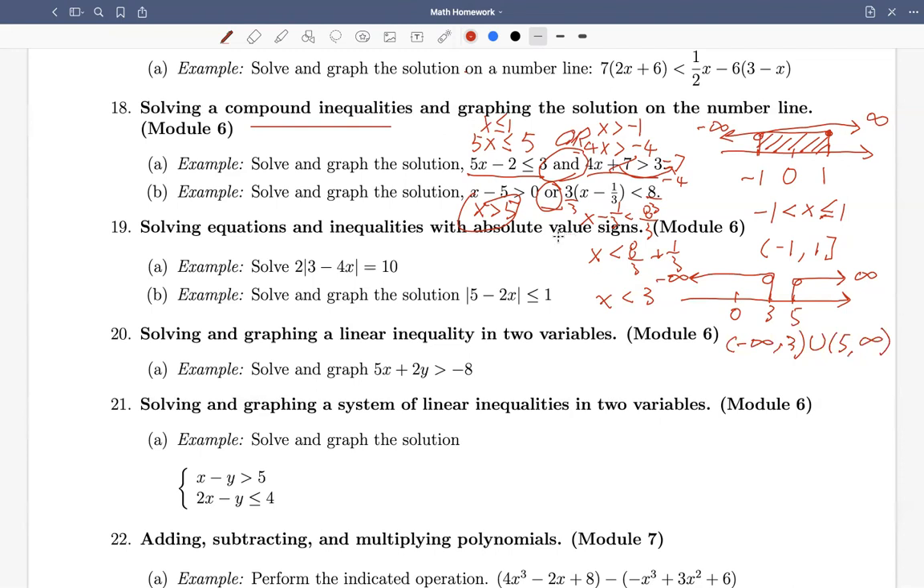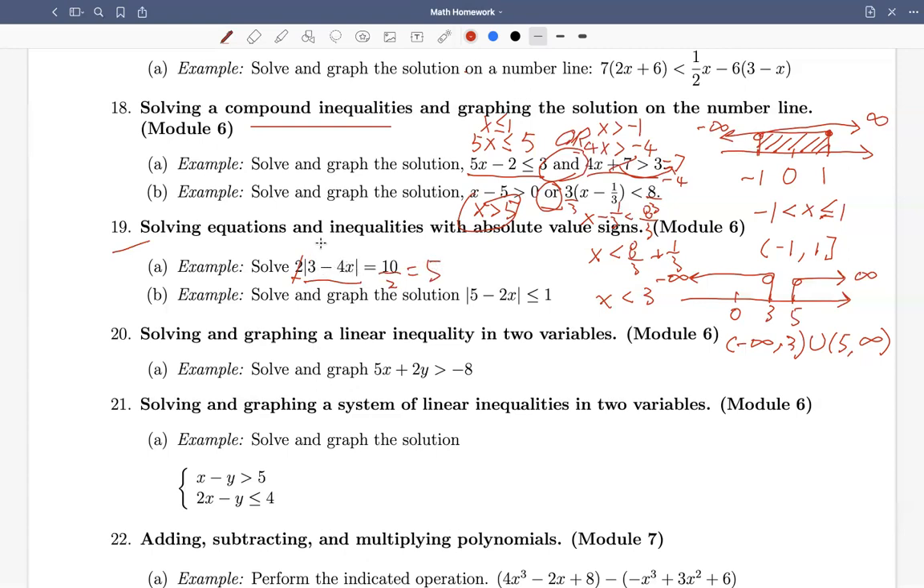Okay, now let's see 19. Absolute value function. We have 2 multiplied by the absolute value. We want to get rid of this 2. How do we get rid of this 2? We divide by 2 on both sides. 10 divided by 2, we get 5. So we're left with the absolute value of 3 minus 4x equals 5.